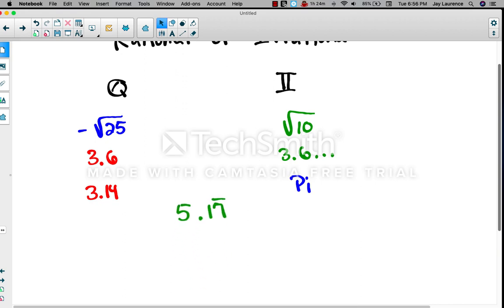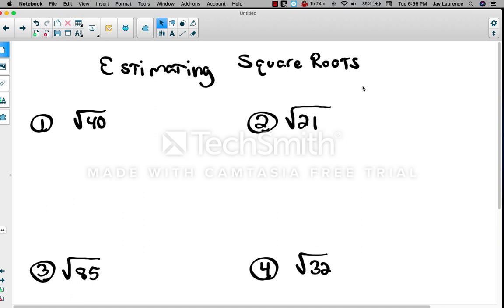Okay. 5 and 17/100, and it looks like the 17 is repeating. Repeating decimals are all rational. And there you go. All right. Estimating square roots. Again, pause the video.